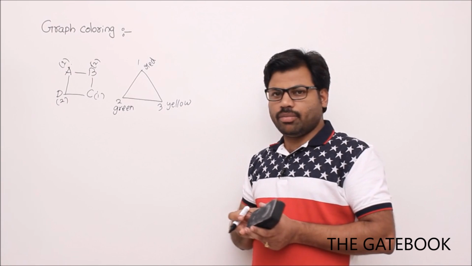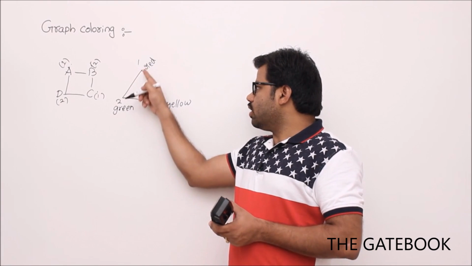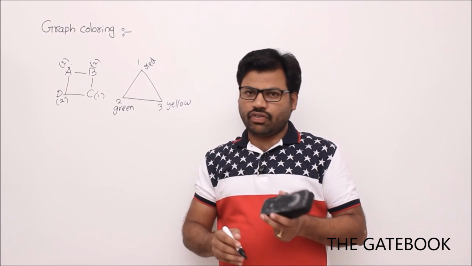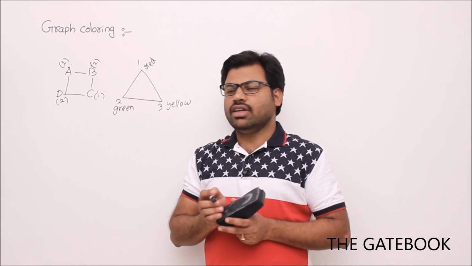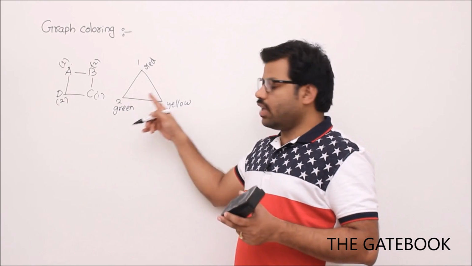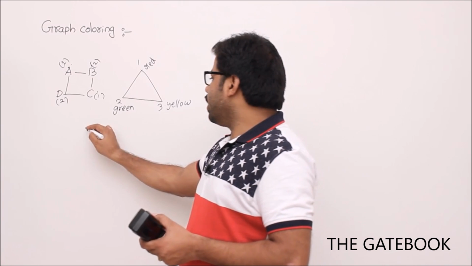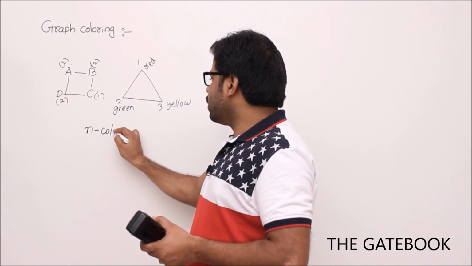From now onwards, remember, if any graph has a substructure like this, then definitely such a graph requires at least three colors. Okay, so this is about the graph coloring definition or introduction. Now we'll see one more concept called N-colorable graph. Okay, so what is an N-colorable graph?